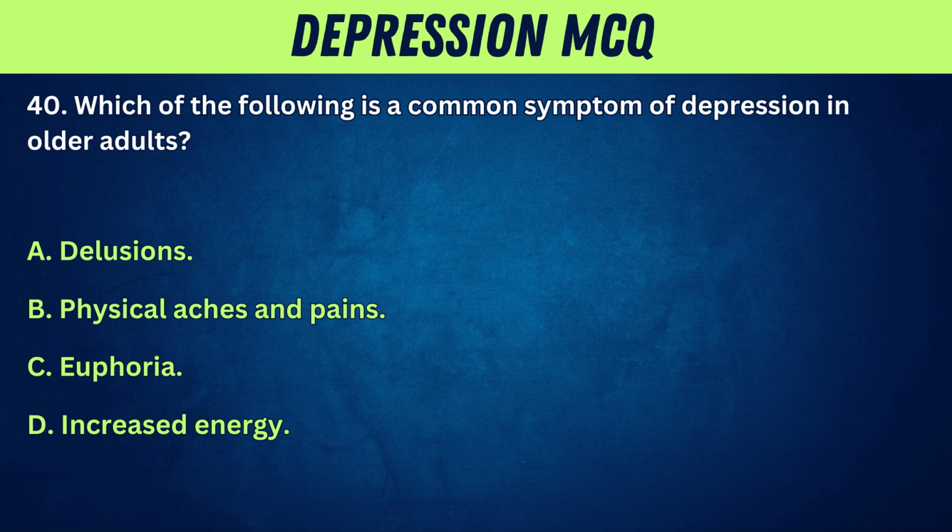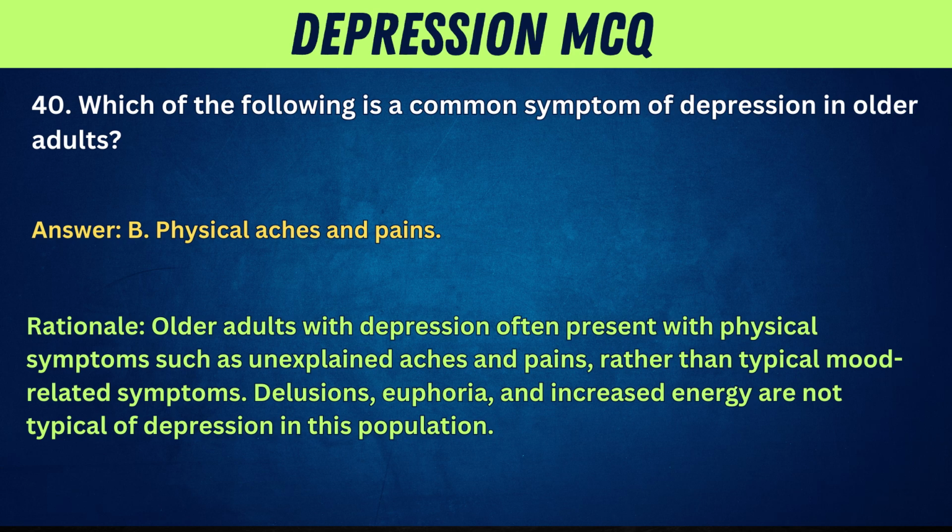40. Which of the following is a common symptom of depression in older adults? A. Delusions. B. Physical aches and pains. C. Euphoria. D. Increased energy. Answer: B. Physical aches and pains. Rationale: Older adults with depression often present with physical symptoms such as unexplained aches and pains, rather than typical mood-related symptoms. Delusions, euphoria, and increased energy are not typical of depression in this population.